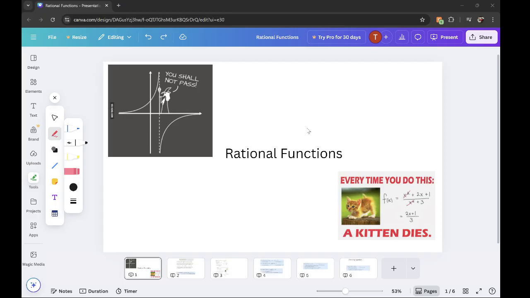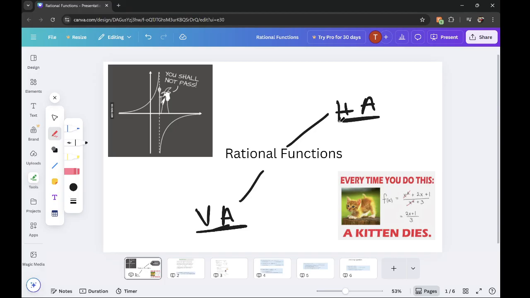So rational functions are another type of function group, but in today's video especially, we're going to be covering what horizontal asymptotes (HA) and vertical asymptotes are, how you find them, and how they link to something we've learned in the last video, which are sign tables and domain and range. So let's get right into it.